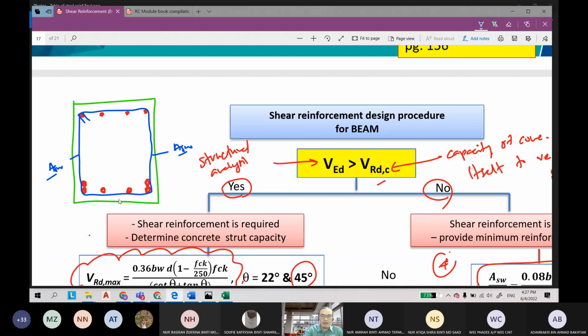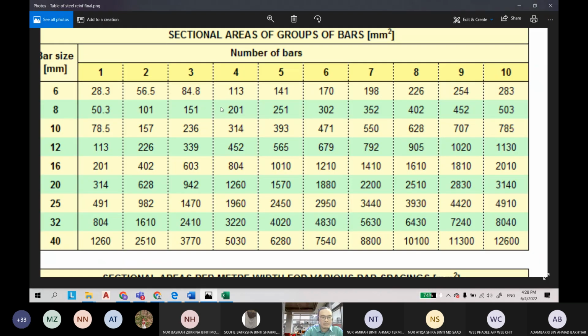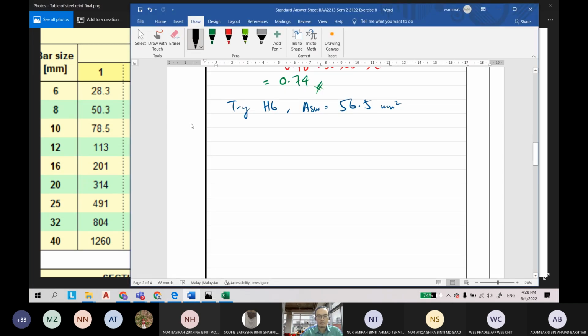However, maybe the shear force is too high, so we have to use 4 vertical steel for shear reinforcement: 1, 2, 3, and 4. So for ASW we must refer to the value of 4. What is the new value if you use H6? 113. Yes, 113 is our new ASW. You must be careful about this one. Thank you.